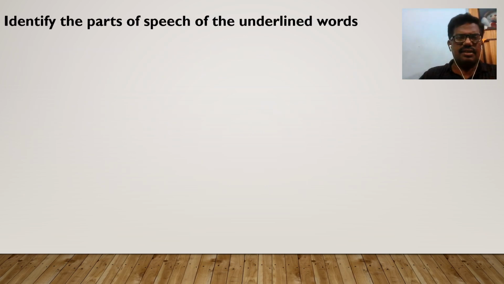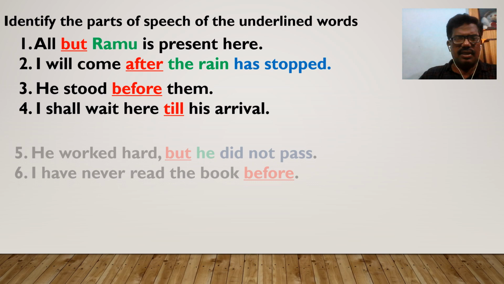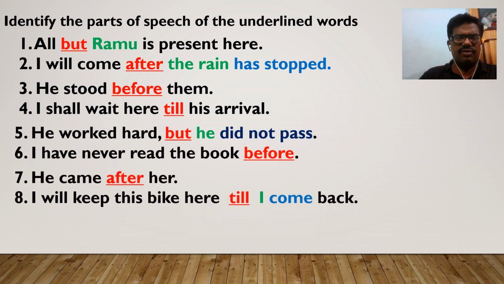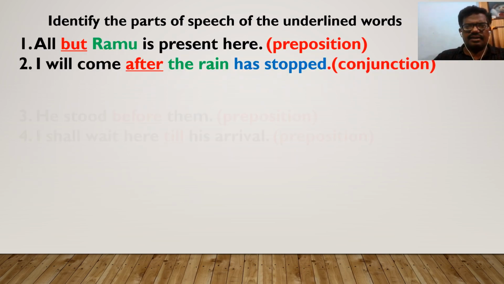Here is an exercise. Identify the parts of speech of the underlined words. Here, in the first sentence, the underlined word is but. In the second sentence, the underlined word is after. In the third sentence, before. In the fourth sentence, till. In the fifth sentence, but. In the sixth sentence, before. In the seventh sentence, after. In the eighth sentence, still. Now we have to identify the parts of speech of these underlined words basing on the clues. Find here the answers.